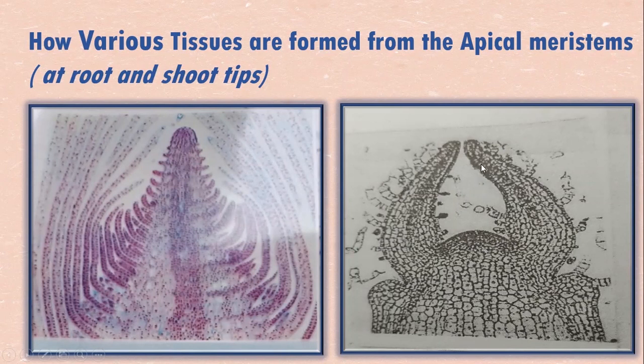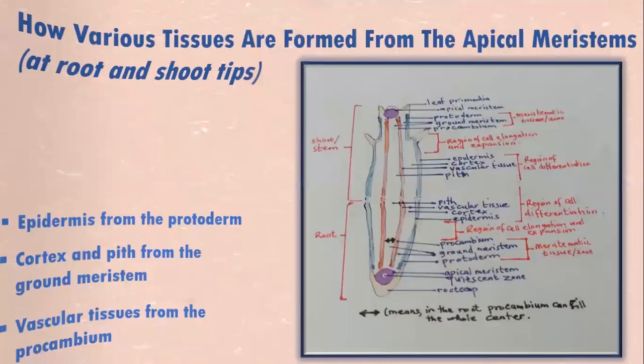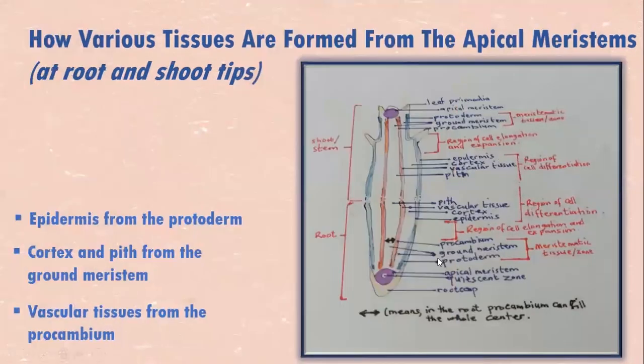Here is also another shoot tip. We have this going to form a leaf primordium. Then the apical meristem is here, but all here are also meristematic tissue produced from the apical meristem. Now, let's look at how these apical meristems produce all the other tissues: the parenchyma, collenchyma, sclerenchyma. So, how the various tissues are formed from the apical meristem.